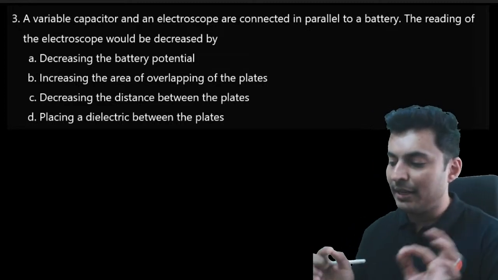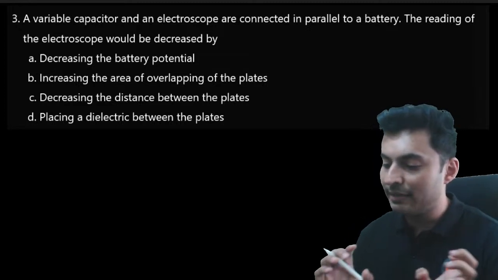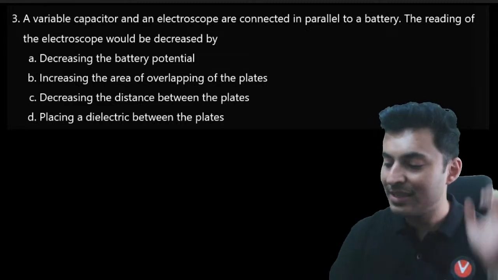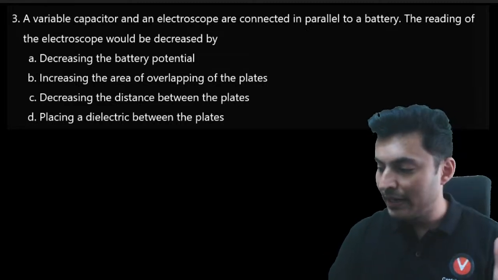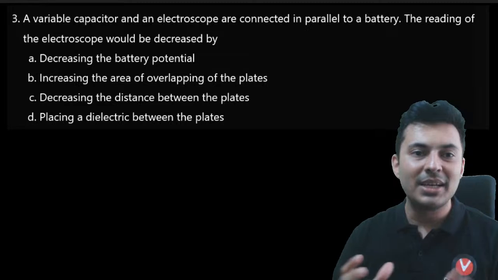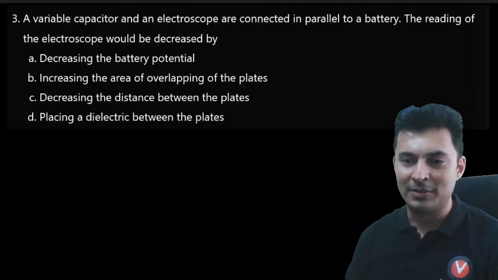A variable capacitor and electroscope are connected in parallel to a battery. The reading of the electroscope will be decreased. Basically, an electroscope is a device which measures your charges and all of that.